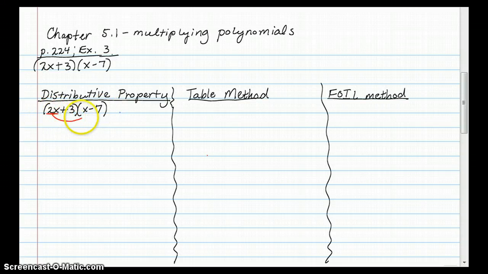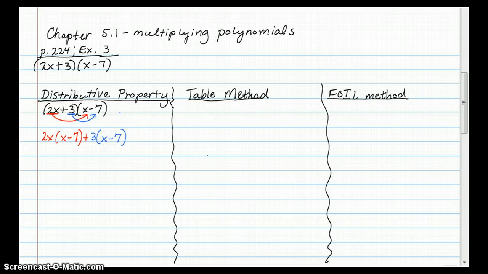2x is going to be distributed to x minus 7, so it's going to be 2x times x minus 7. Now we're going to combine that with, so I'm going to put a plus sign, distributing the 3 to the x minus 7. So it's going to be 3 times x minus 7.